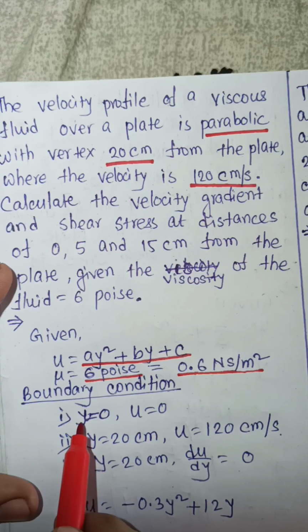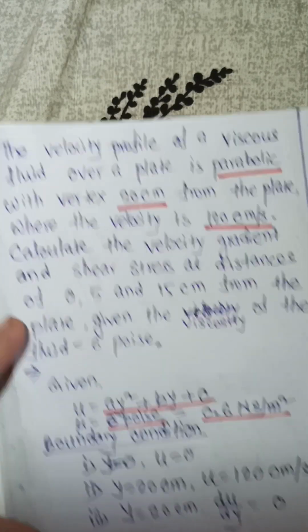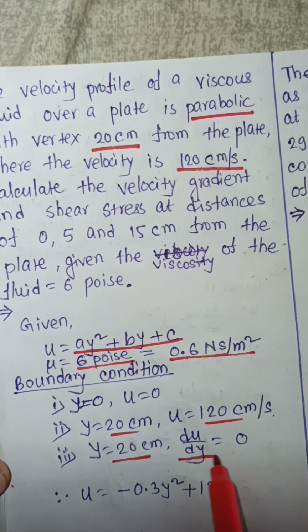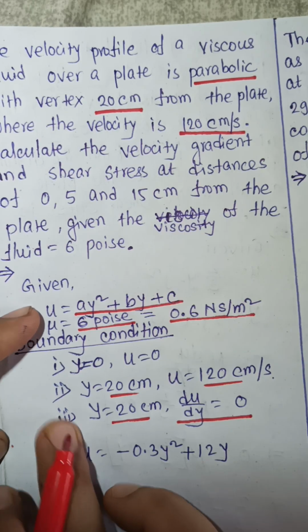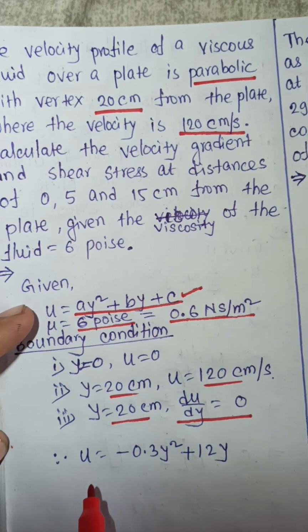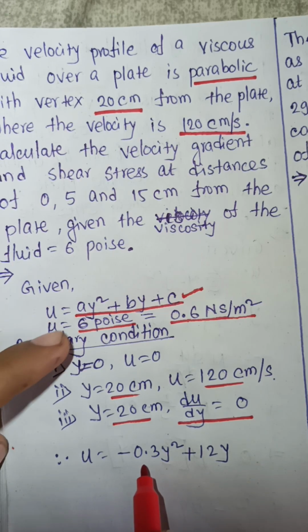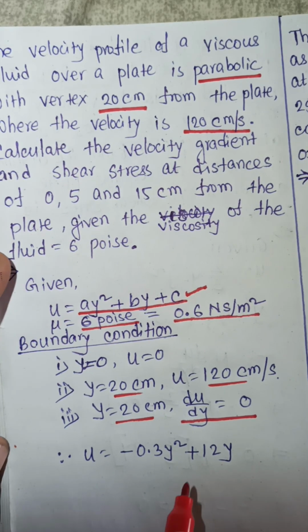Now the boundary condition at y equal to 0, u equal to 0, this is the no-slip boundary condition. At y equal to 20 cm, u equal to 120 cm per second, this is given in the question. And the third boundary condition, at y equal to 20 cm, the velocity gradient will be equal to 0. If you apply these three boundary conditions in that equation, the final equation will be u = -0.3y² + 12y. So from here you get a equal to -0.3, b equal to 12, and c value will be 0.